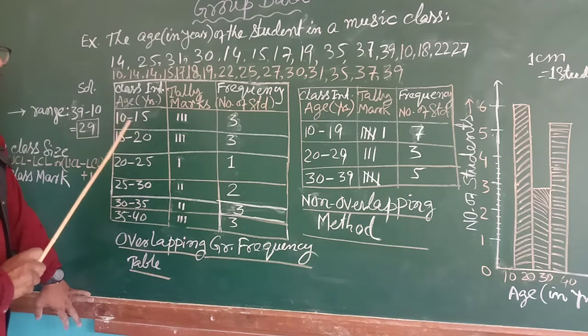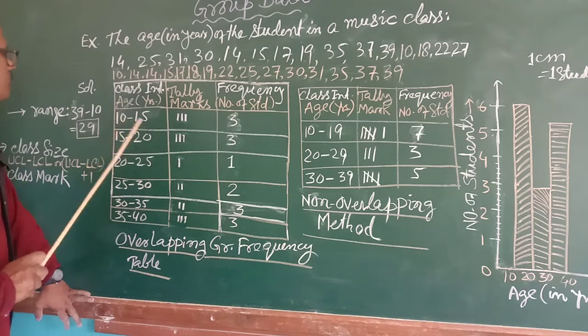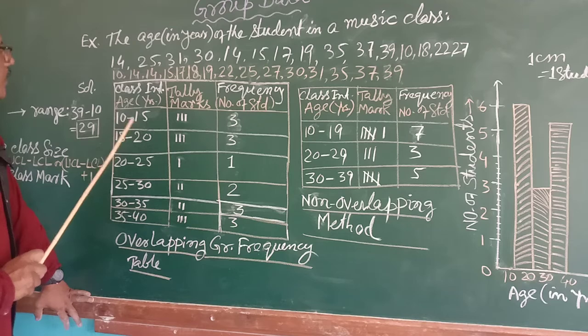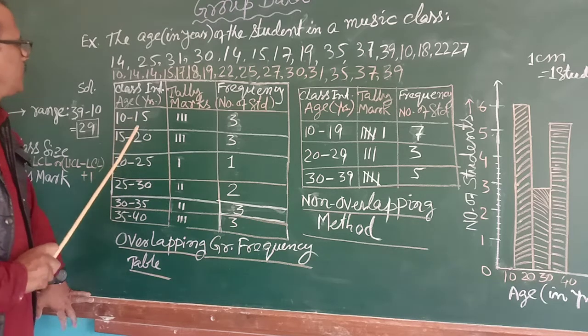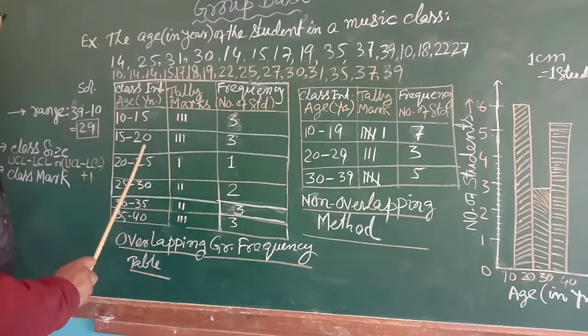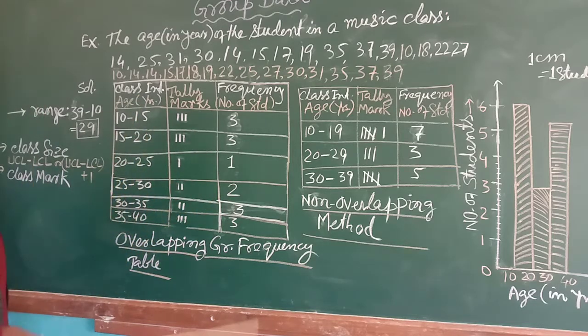This mid value is what? The difference is 5, divided by 2. So 15 minus 10 by 2. Could you understand? So it will be 2.5. Here also, this will be the class mark.